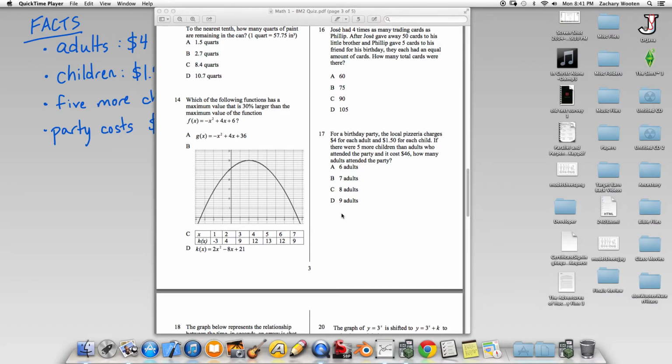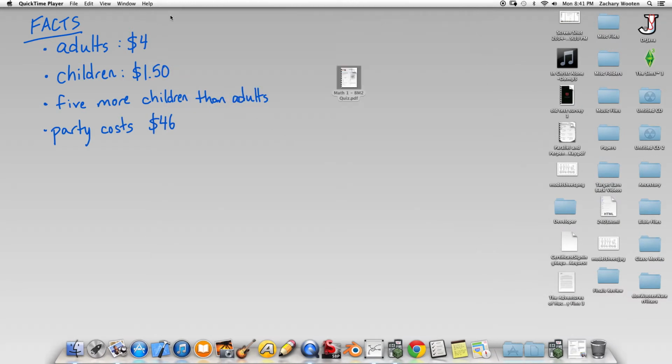Okay, problem 17 says for a birthday party, the local pizzeria charges $4 for each adult and $1.50 for each child. If there were 5 more children than adults who attended the party, and it cost $46, how many adults attended the party? So we either have 6, 7, 8, or 9 adults that are going to attend, and then there are going to be 5 more kids than that for each case.